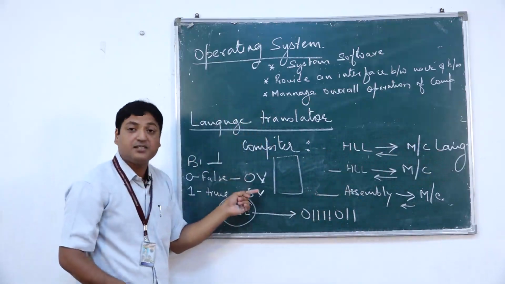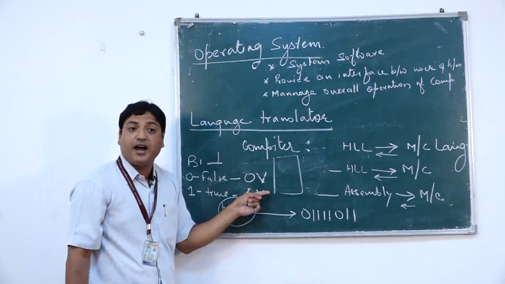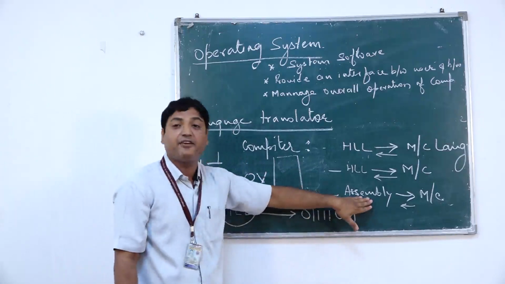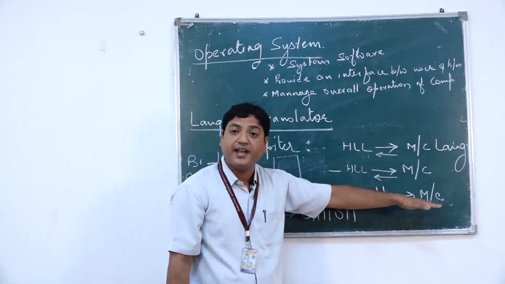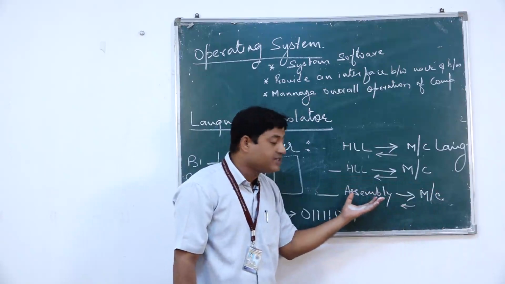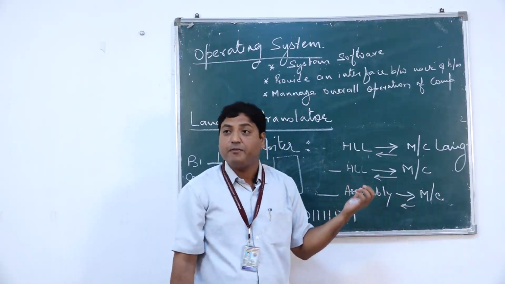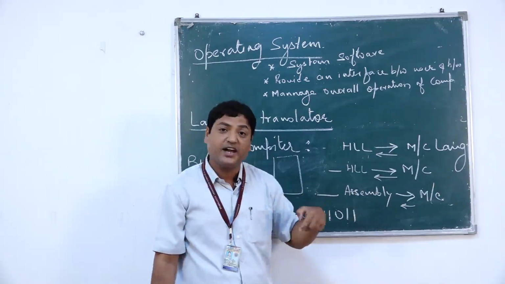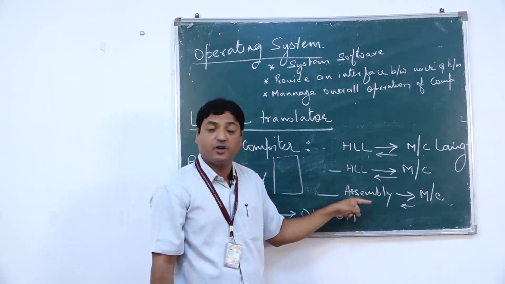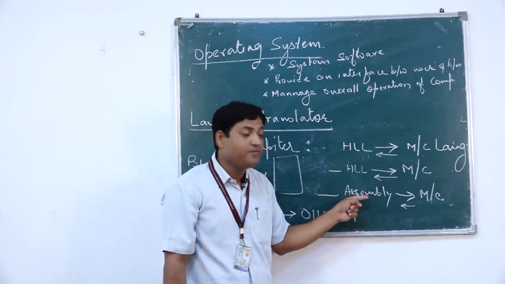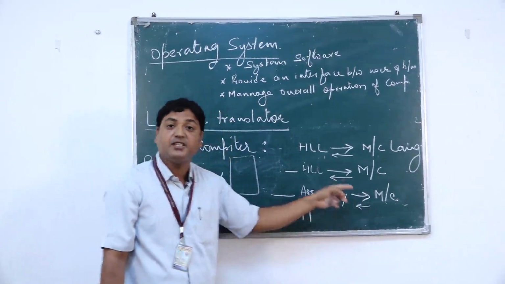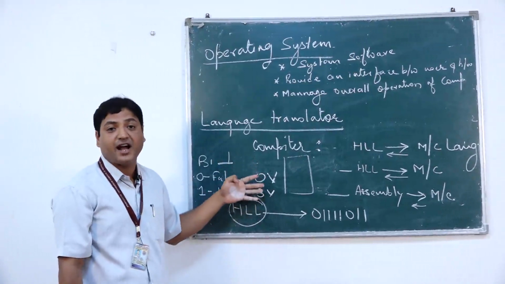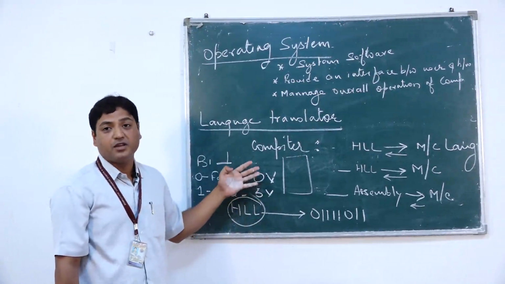Okay, and the last system software is the assembler. An assembler converts assembly language into machine language and vice versa. What is assembly language? Normally all the programming performed on electronic chips and circuits is done with the help of assembly language. And that assembly language is converted into machine language by the system software called the assembler. So these three are the examples of system software.